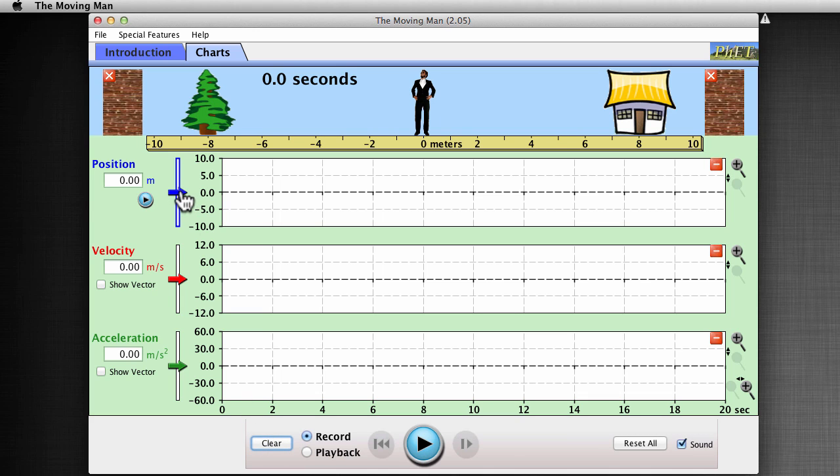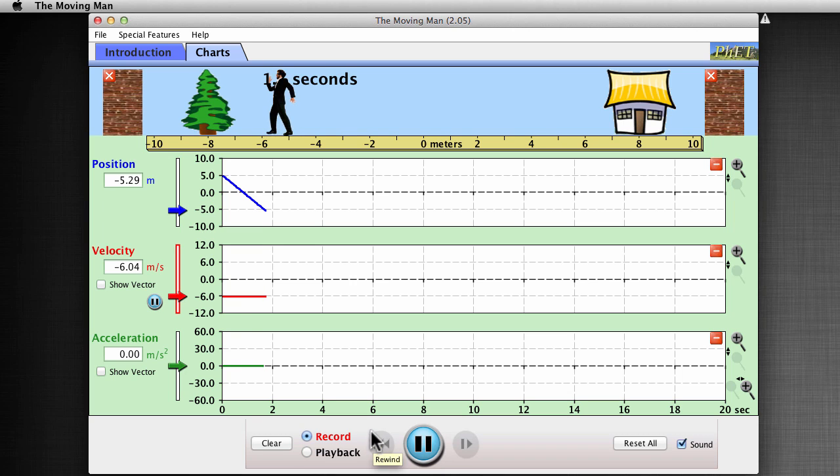So I could take the position. Maybe I want to start at 5 meters, more or less, and I want an initial velocity of -6 meters per second, more or less. I could always type in what I want. And then I'll say play to see what's going on there. And I can see him moving, see what the graphs look like.